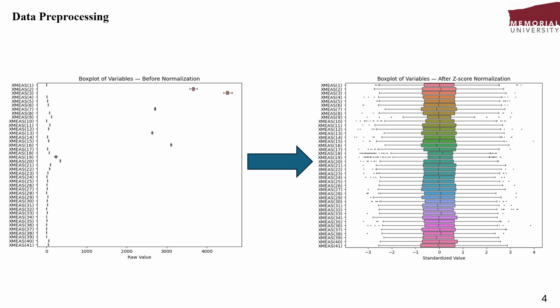But before implementing our method, we need to pre-process our raw data. For the pre-processing, we need to standardize every variable. For doing that, we need to bring them to a mean of 0 and a standard deviation of 1.